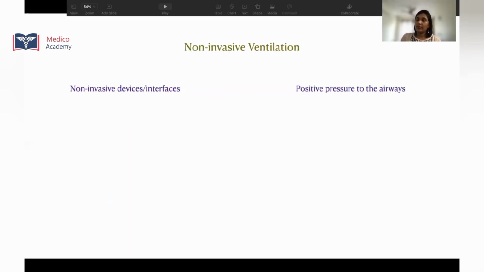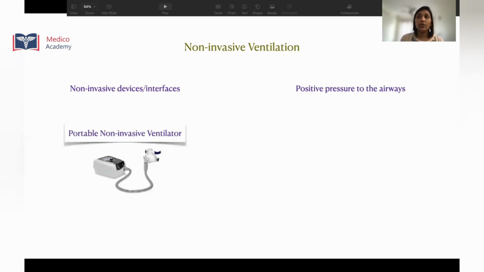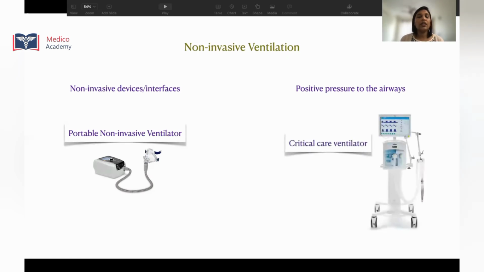As I said, non-invasive ventilation provides positive pressure to the airways via non-invasive devices or interfaces. For this purpose, you can use a portable non-invasive ventilator, the small portable ones which you see in the emergency rooms and pulmonology wards, or you can use a critical care ventilator, which is even more sophisticated, which has different modes and which can be finely tuned. Also, unlike the portable non-invasive ventilator, critical care ventilators usually work on very high flows of oxygen and air, and they're usually connected to the central oxygen system.